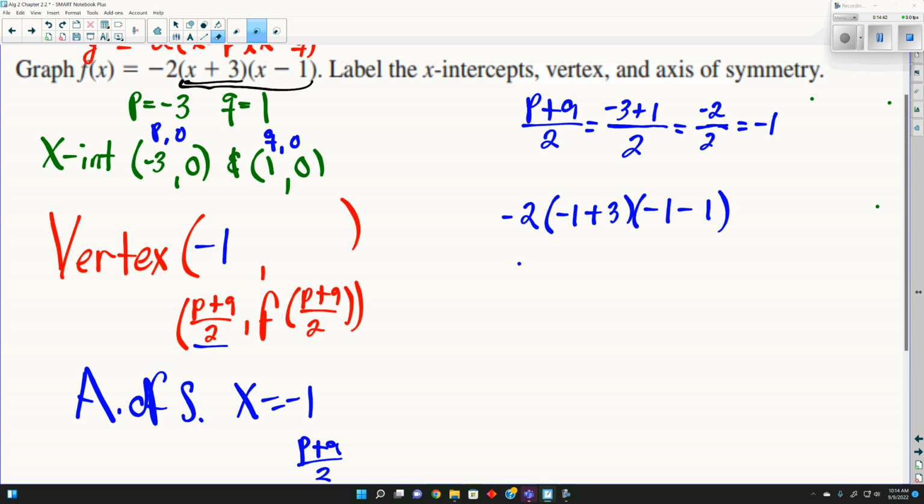If we did it by hand, -1 plus 3 is 2. -1 minus 1 is -2, yes? Then we can multiply these three together. How many negatives do we have in these three numbers being multiplied? 2. So the product of this should be what? Positive, yes? Okay, so we know it's positive. I'm not going to worry about the signs. 2 times 2 times 2.